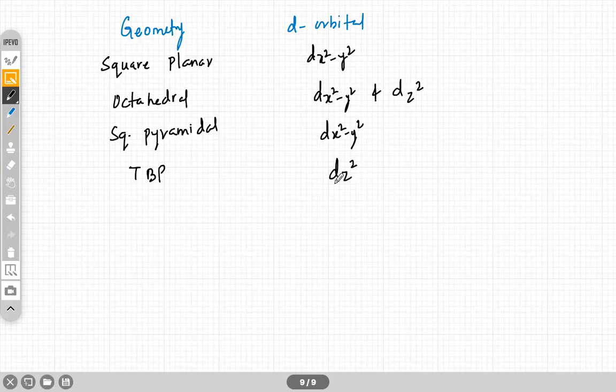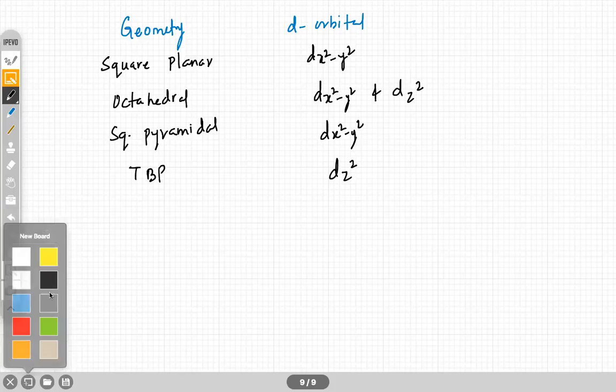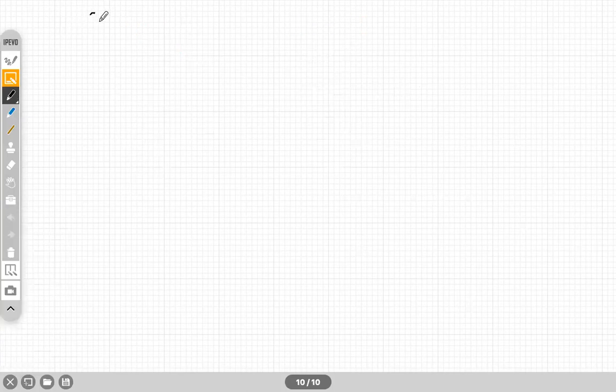Understood? Yes. So this is also important. The coordination number 4 we have discussed. Now you see coordination number 5. The same kind of thing you have to do. There is no difference here. But yes, we'll do one or two examples so that you can understand it. It's important also.